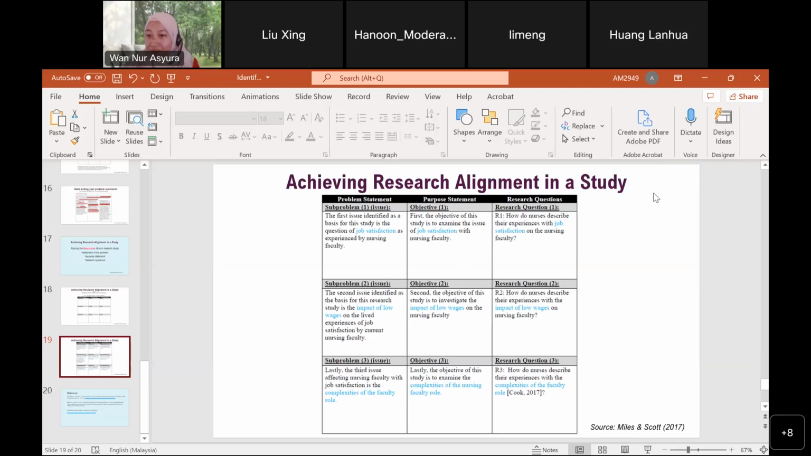Now I'm a little bit more clear about this. So can I understand it as this? The purpose statements and research questions are based on the problem statements, and they are more specific than the problem statement, right? Yes. Then only you will achieve research alignment.